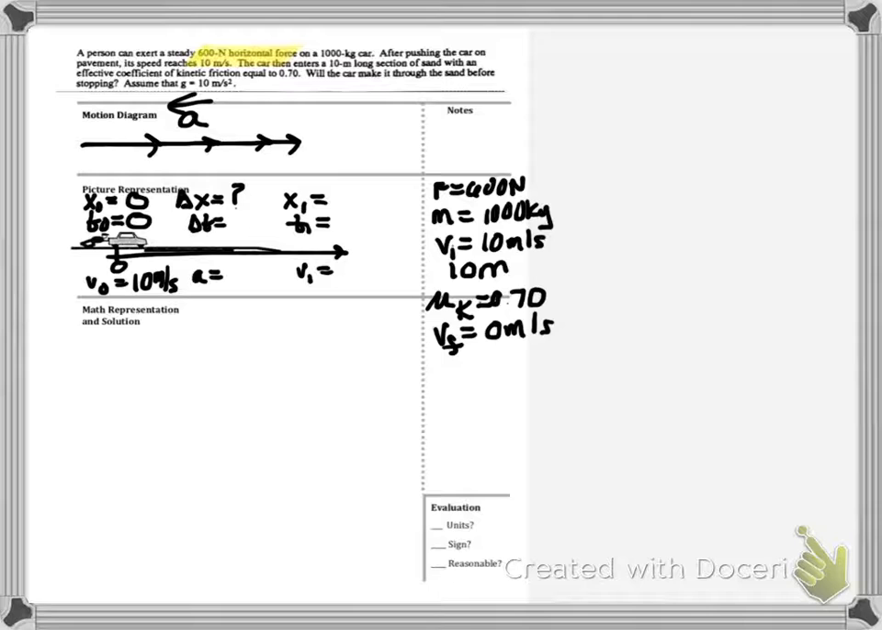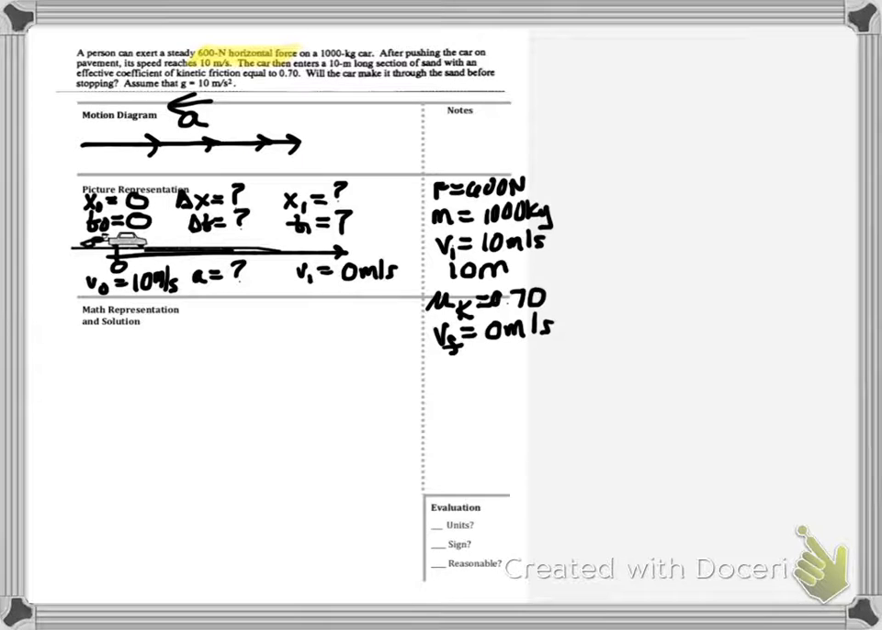We actually don't know how far he goes, and we don't know the time. We're not given anything in units of seconds. You might think that the 10 meters is how far he goes, but the question is actually asking, will he go 10 meters or not? So what we want to know is how far he goes. The acceleration we don't know. We do know that he comes to a stop.